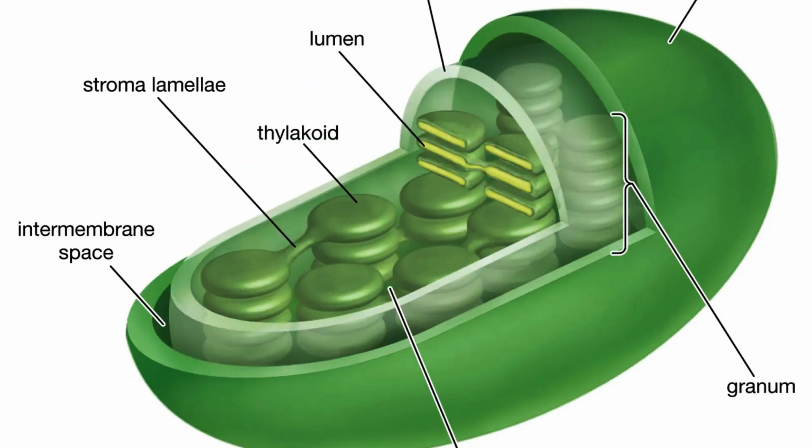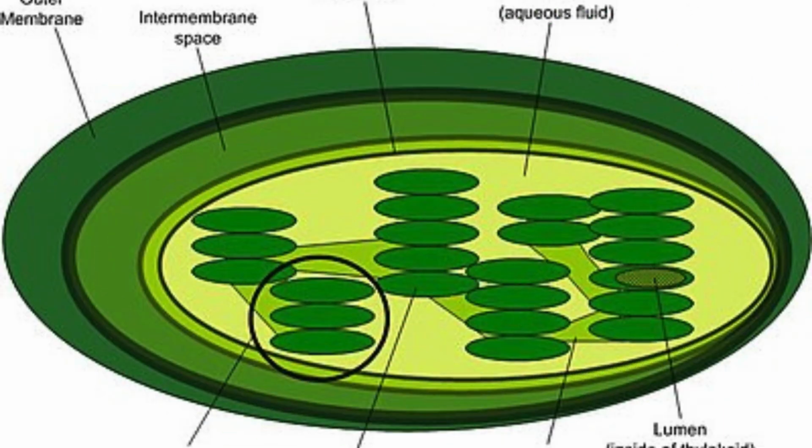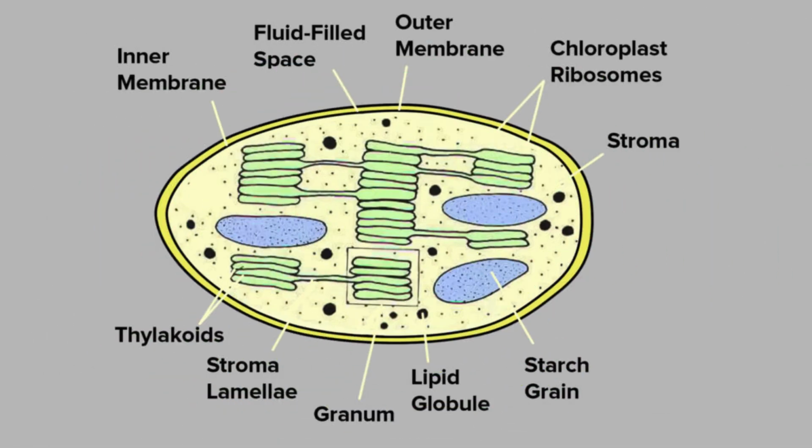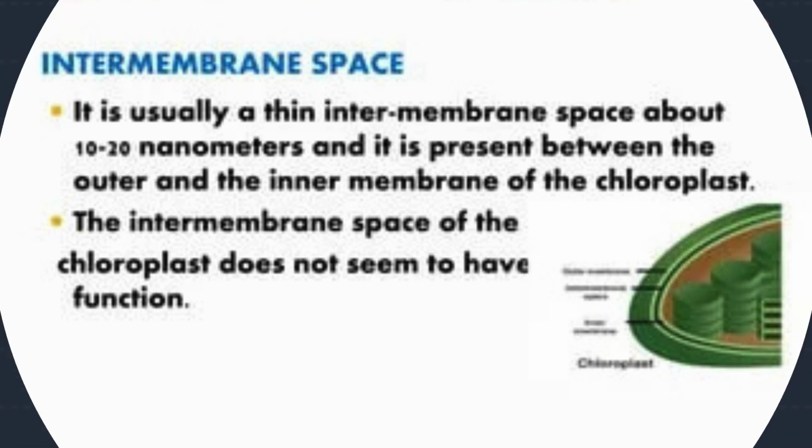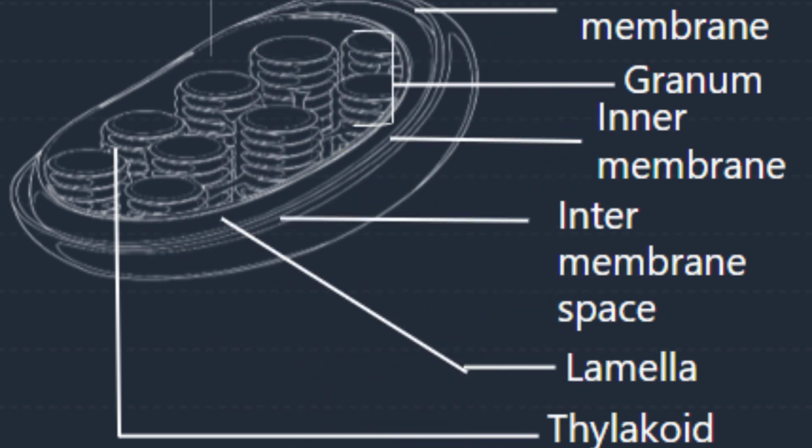The outer membrane is the protective boundary of the chloroplast. Just inside it is the inner membrane, which helps regulate the movement of materials in and out of the chloroplast. Between these two membranes, there's the intermembrane space, which plays a supportive role in maintaining the structure. So, the membranes act like a gate and shield for the chloroplast.